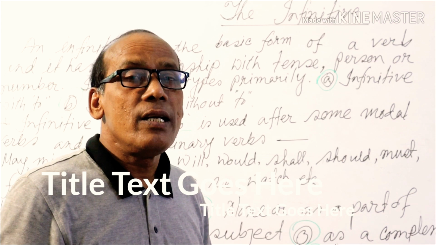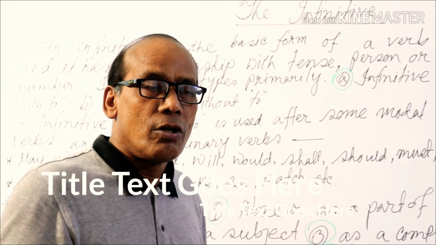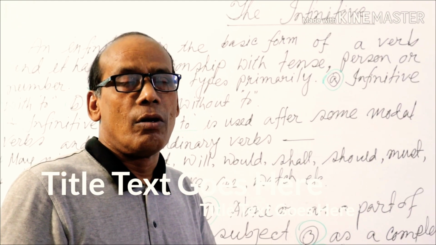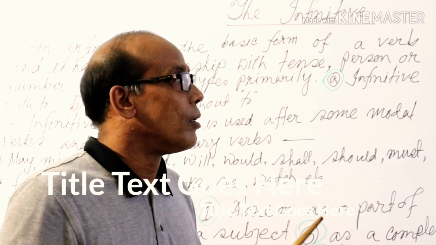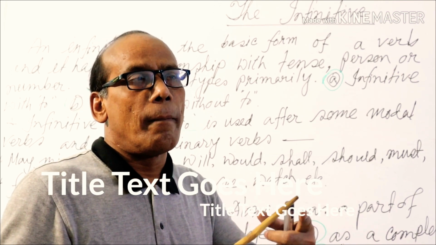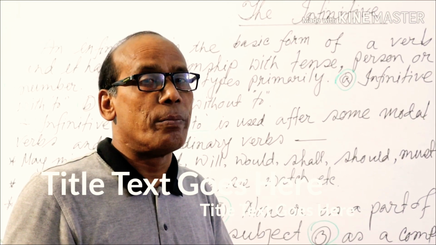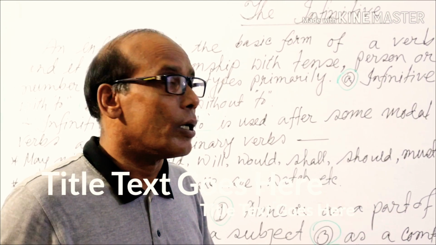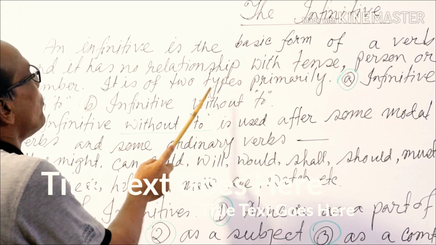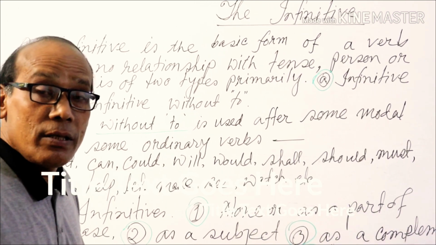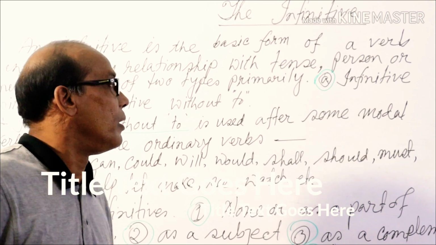That means it is an independent verb. It is not limited or controlled by tense or person or number. On the contrary, a finite verb is limited or influenced by tense, person or number. And the infinitive is of two types primarily.